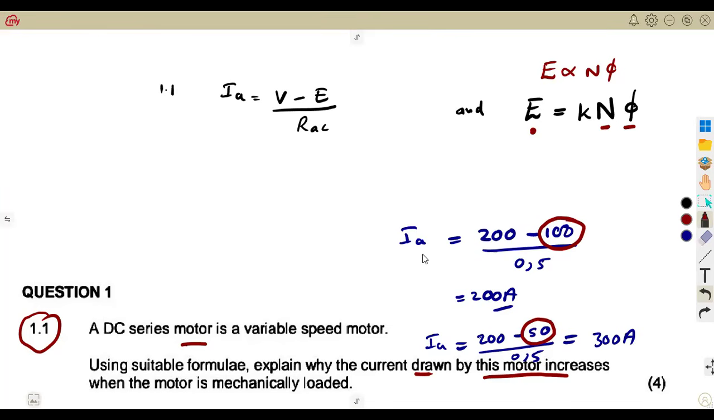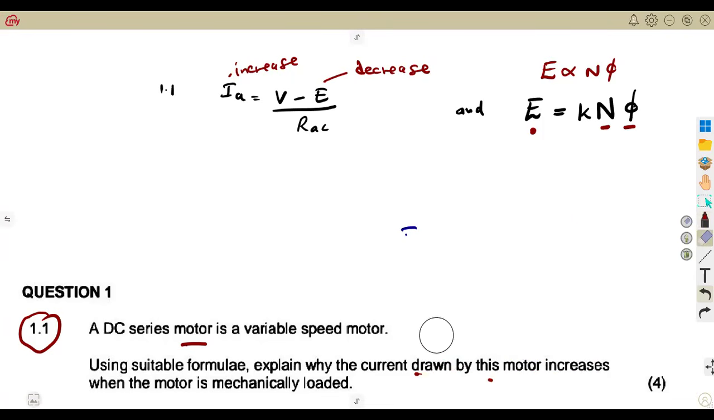Let's check the effect on armature current. It was 200 amperes. Now it is 300. It is increasing. So are we seeing what causes this? As E decreases, it causes an increase in the armature current. That is what they want there: the increase of the current of the motor, the armature current. So we saw what is going to cause that.